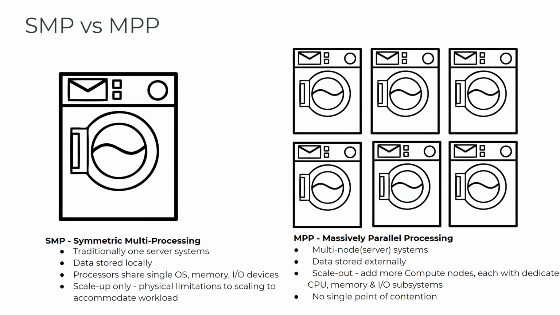About data warehousing, there are two common technologies. One is SMP, symmetric multiprocessing. You can think about this as SQL Server, MySQL, Postgres. This is just a standalone database. And another one is MPP, massively parallel processing. And for reference, I did the picture of the washing machine.